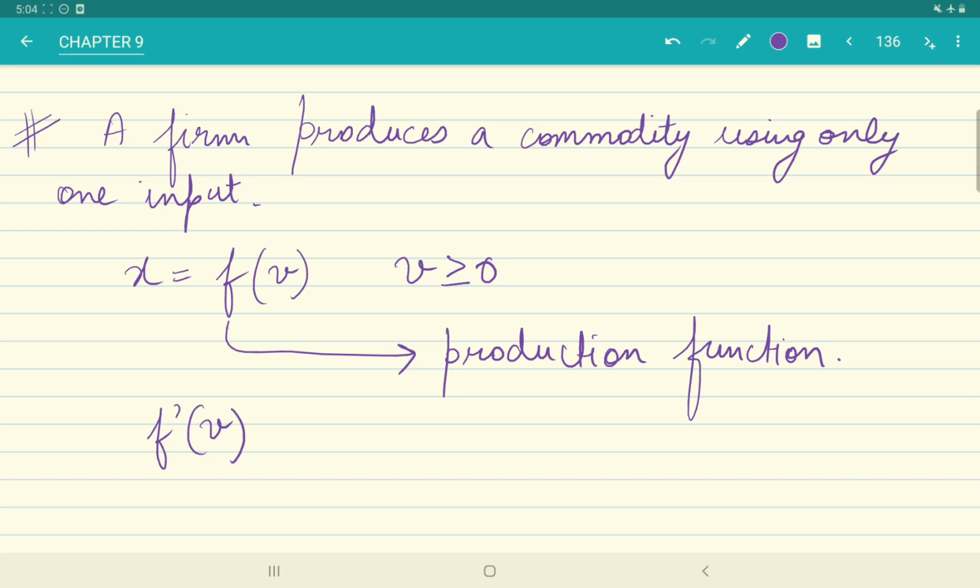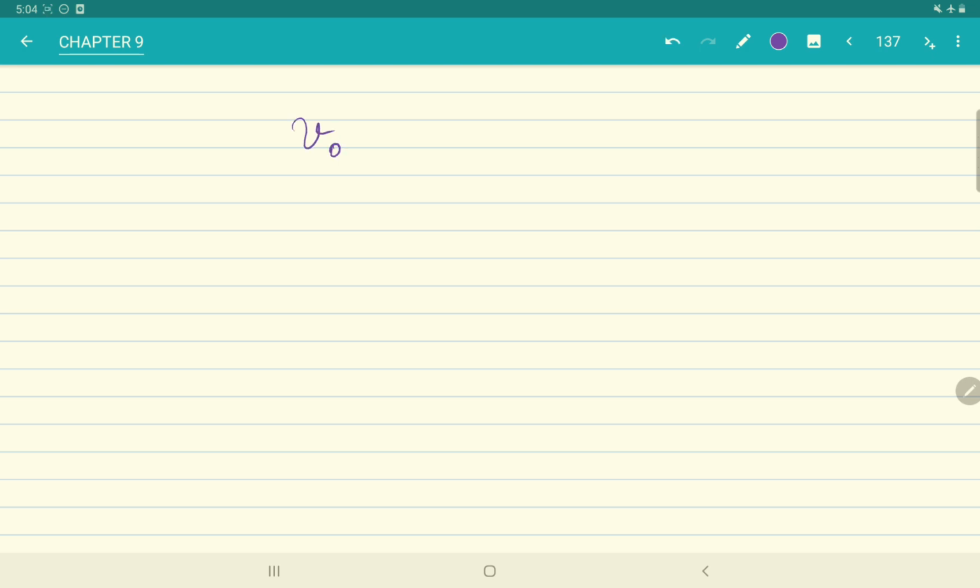So we know that this is obviously the case in general, that first the marginal product, up to a certain production level, let's say up to a certain production level v naught, the marginal product f prime v increases. After that, f prime v decreases. So if f prime v increases up till v naught, and it decreases after v naught, what does that mean? And obviously I know that v naught is greater than or equal to 0.